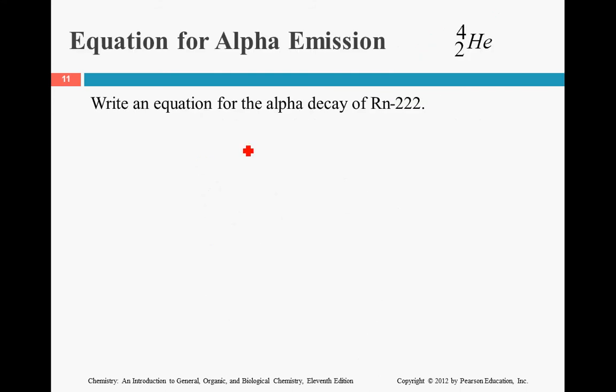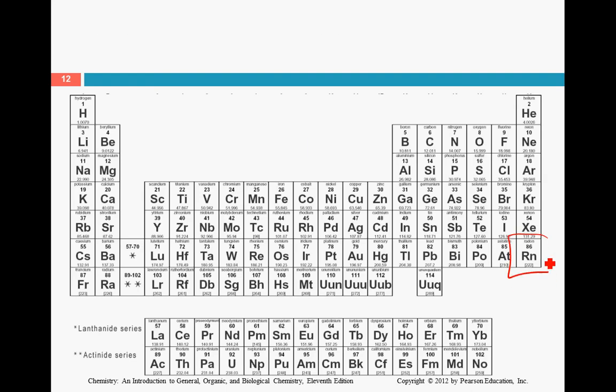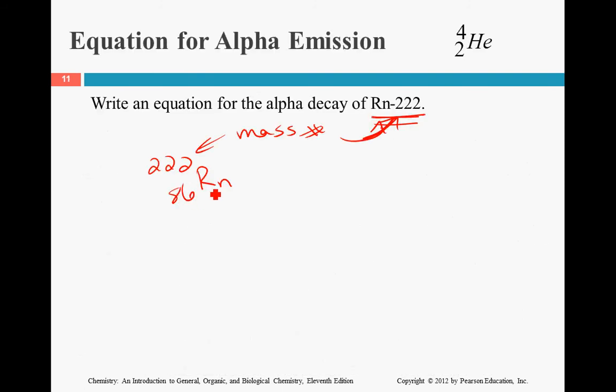So let's take a look at this one. Rn-222. What that means is if we were to write this out, 222 is going to be on the top, because that's the mass number, just like up here. We have to look on the periodic table to figure out what the bottom number is. Rn is 86, so that bottom number here is going to be 86. Alpha particle decay, meaning it's given off.